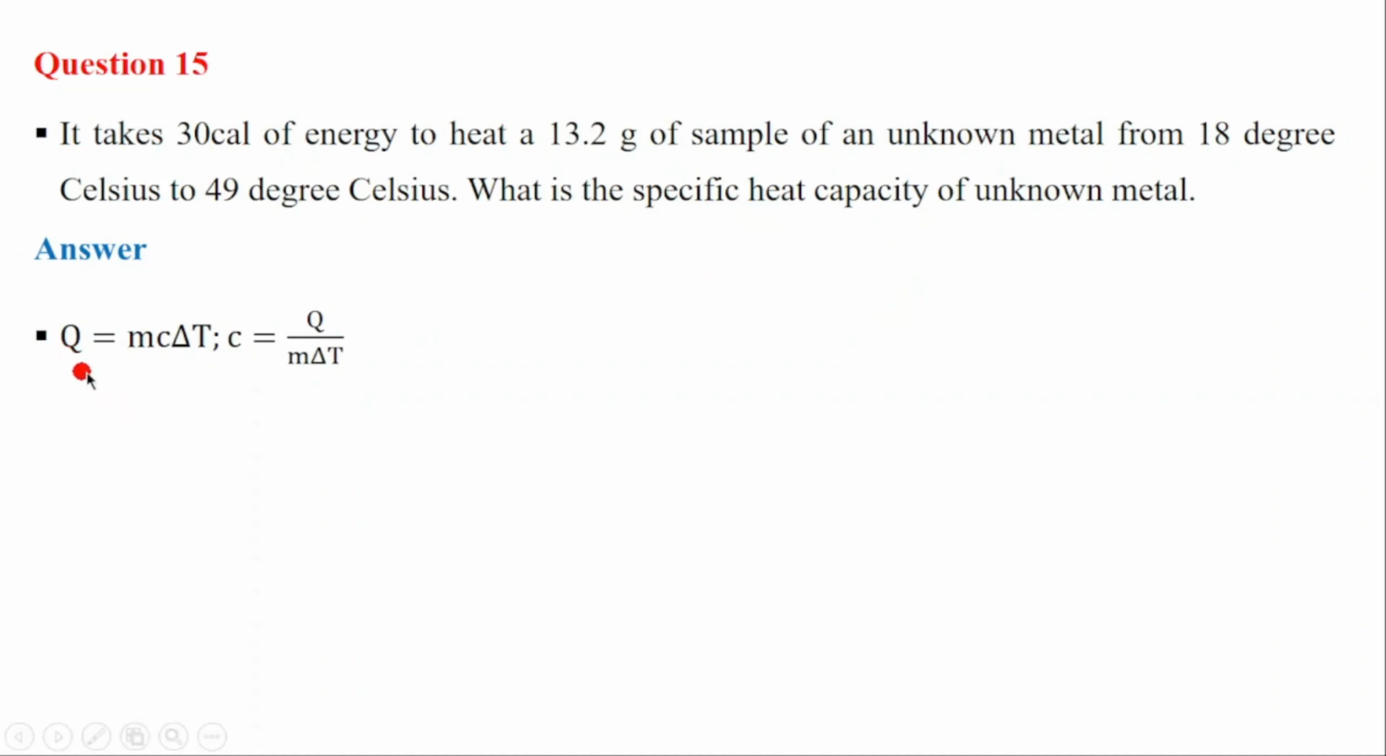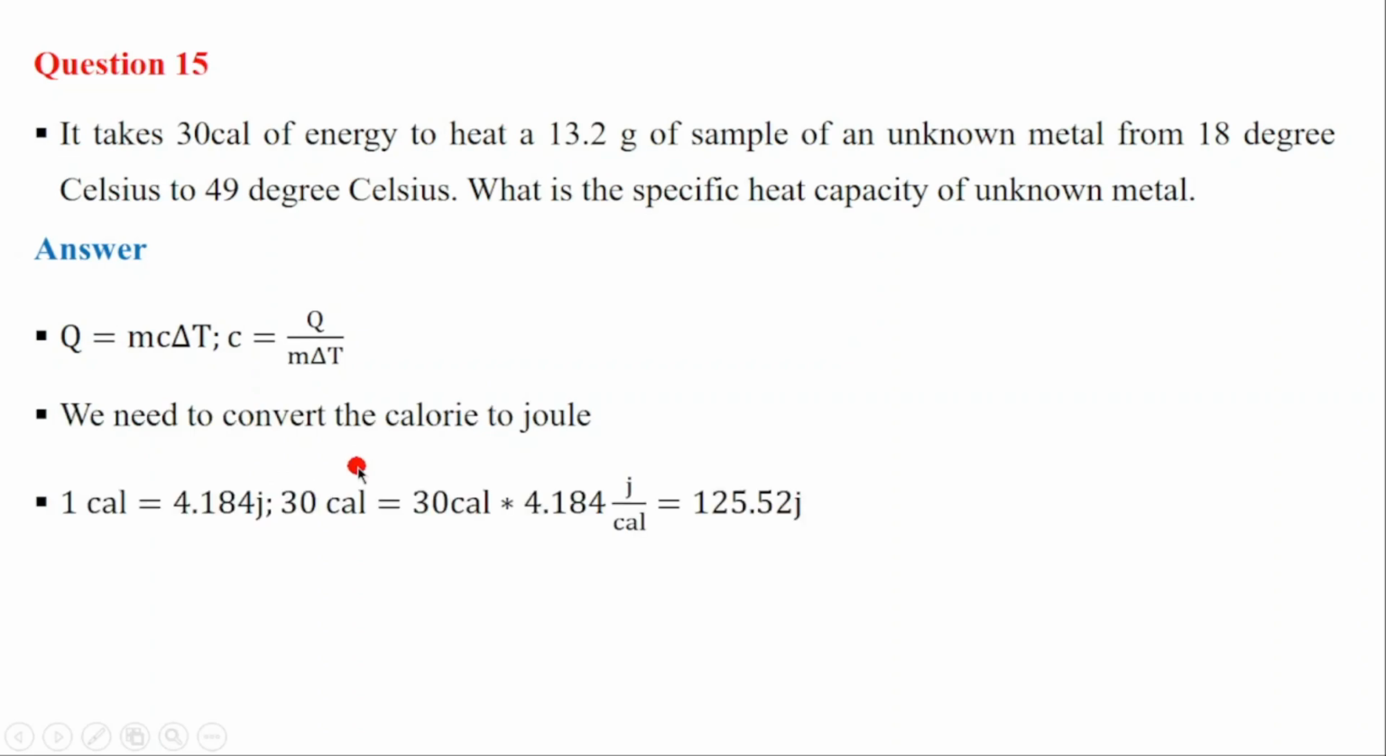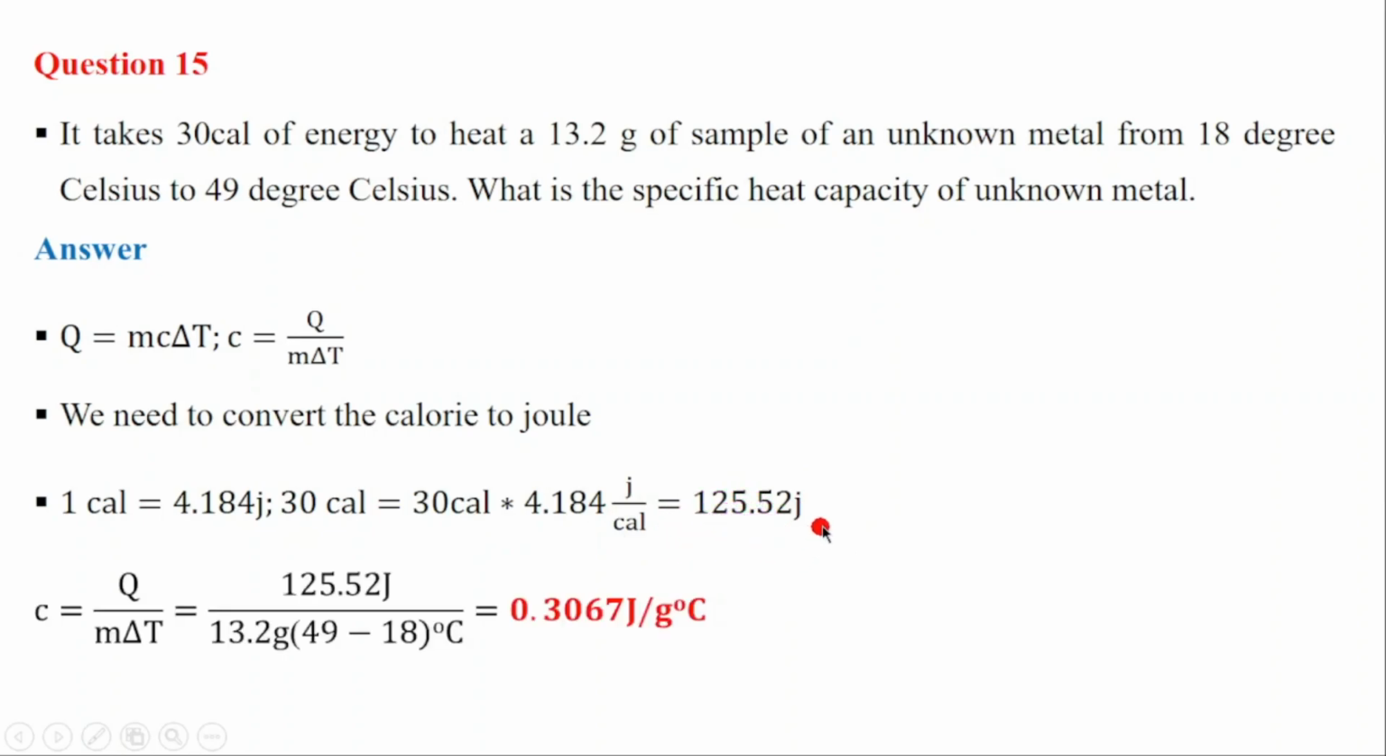So we know Q is equal to mC delta T. That means that C, the specific heat capacity, is equal to Q divided by the mass times the delta T. All the information is there, but we need to convert the calorie to joule. In that case, 1 calorie is equal to 4.184 joule. So 30 calorie is equal to 30 calorie times 4.184 joule per calorie. In that case, we get the heat equal to 125.52 joule.